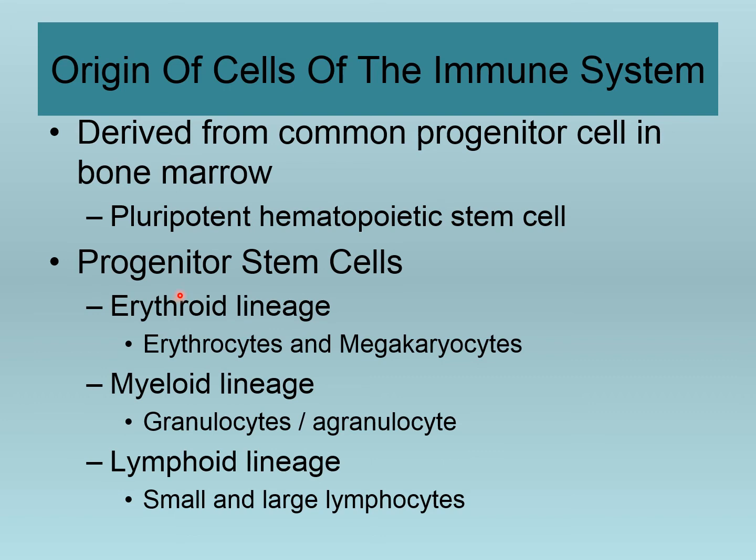The progenitor stem cell can differentiate along any of these three lines of differentiation. The first lineage is called the erythroid lineage, in which the stem cell differentiates into erythrocytes, that's the red blood cells, and megakaryocytes, which develop into platelets. The second type of lineage is called the myeloid lineage, in which the granulocytes and agranulocytes are produced. And the third lineage is called the lymphoid lineage, in which small and large lymphocytes are developed.